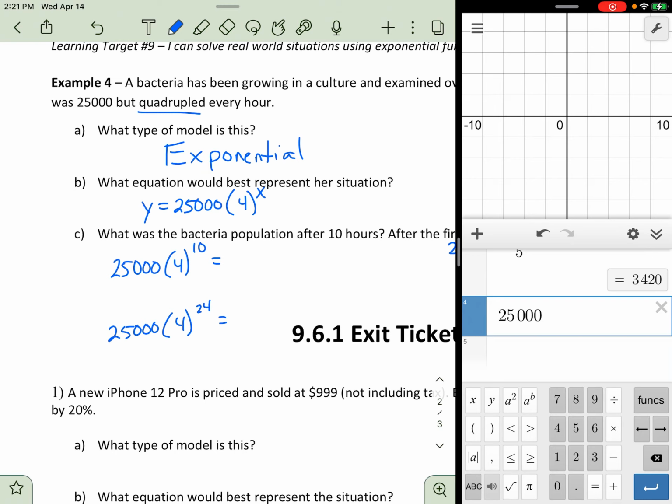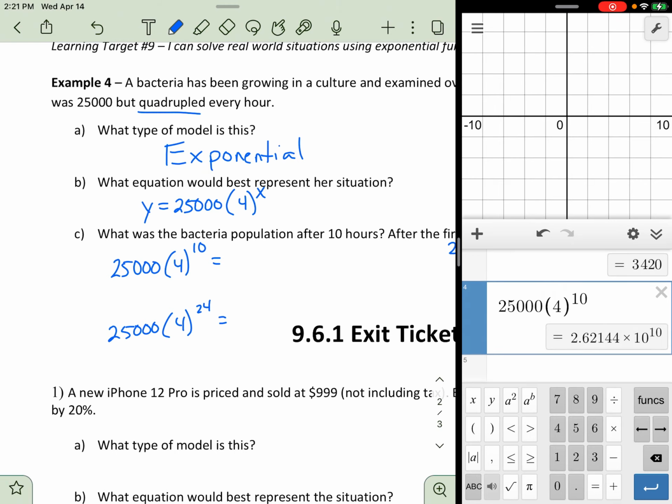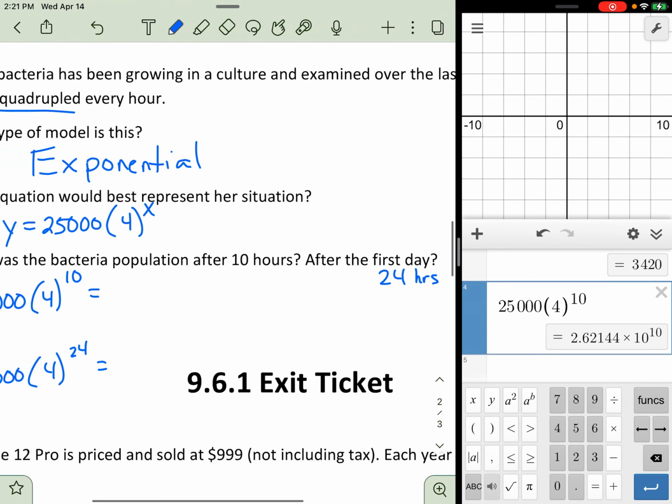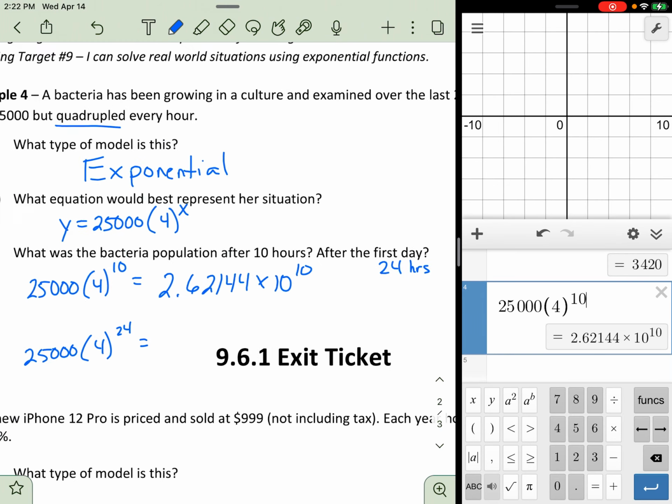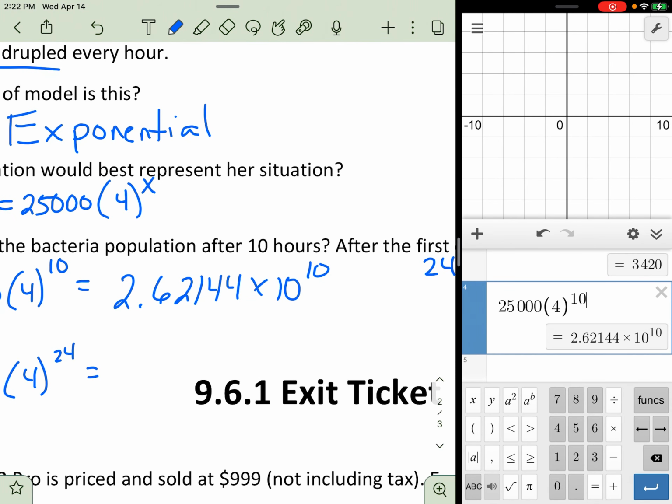25,000 times 4 to the 10th. Yep. So this is 2.621144 times 10 to the 10th power. So about 26 billion. 26 billion. Okay, let's try it again.